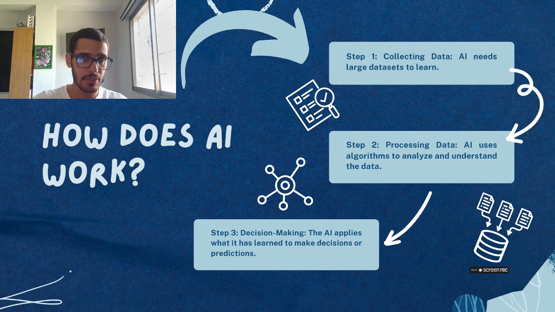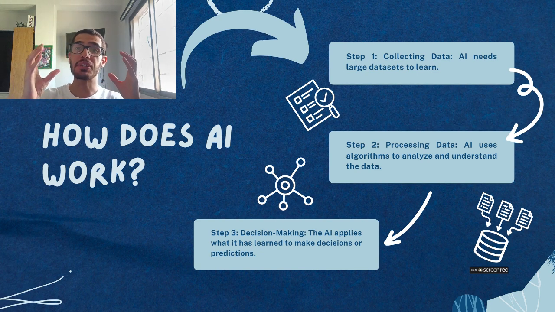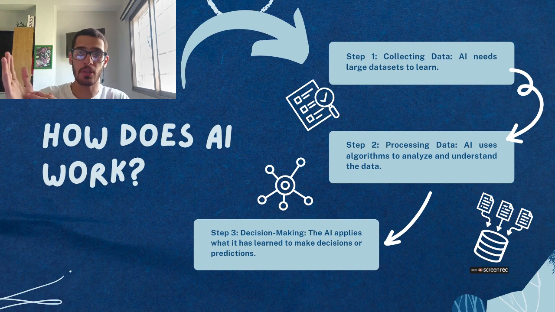And the third step is the actual answer, which is the decision making part. The AI applies what it has learned to make decisions and predictions based on data and through the steps of the algorithm, so it can give us the best answer possible in the best possible form.